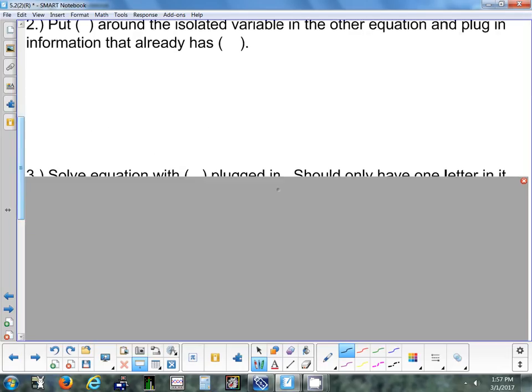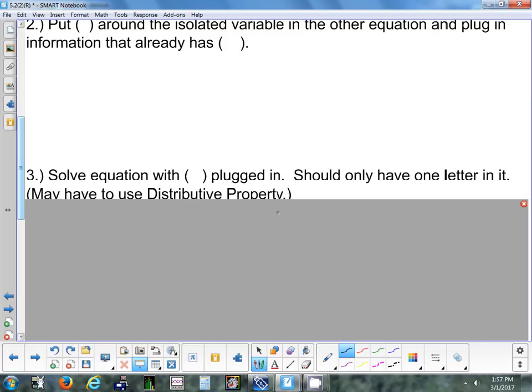Like Kyle just said, we're going to solve the equation with the isolated variable that has the parentheses. I'm going to plug the information in. Same as yesterday, it should only have one letter. You're either going to have a couple of x's or y's. You can't have an x and a y. It doesn't work that way. And like we said yesterday, we may have to use the distributive property. Most times we're going to have to do that. All right, so I'll let you guys get this copied down.